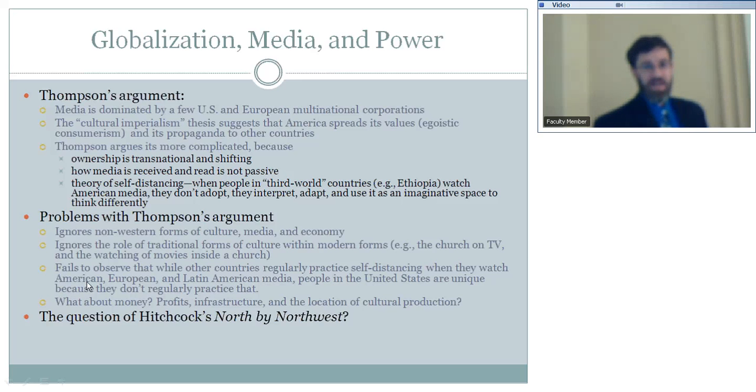Here's my problem with, I'm going to repeat it. My problem with Thompson's argument is he fails to observe that while other countries regularly practice self-distancing when they watch the stuff, we don't. So what about Hitchcock's North by Northwest? This is what we were wondering. What does Mount Rushmore mean to these people? Right?